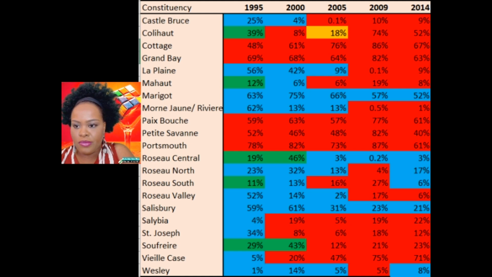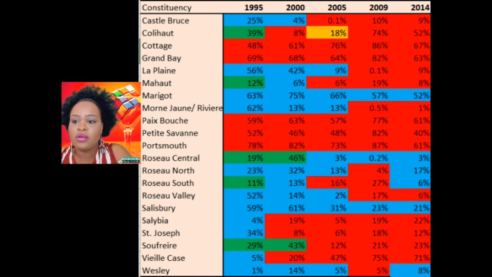So you can look at the margins in 2009 and in 2014. Let's look at which margins increased from 2009 and which decreased from 2009 to 2014. In Cassibus, the Dominica Labour Party lead decreased by 1%.